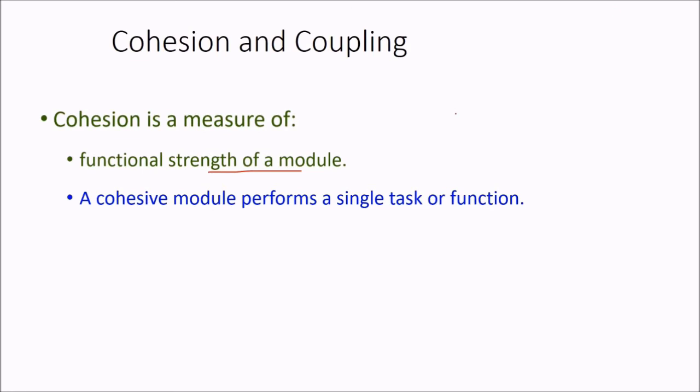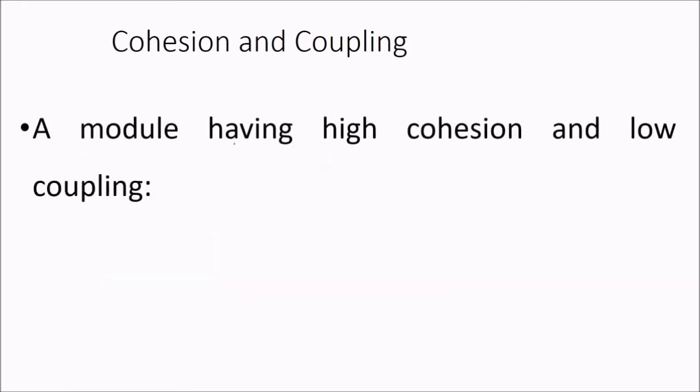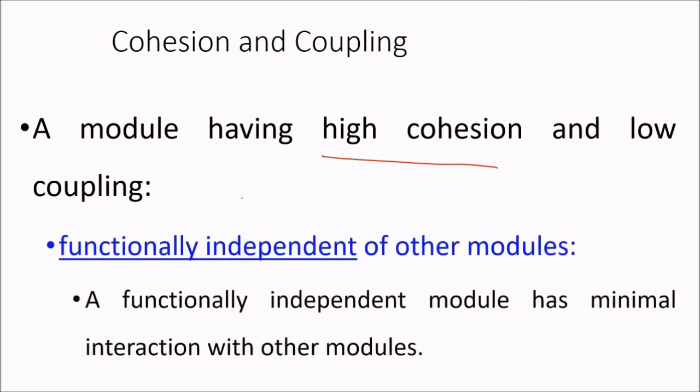So a cohesive module performs a single task or function. And coupling between two modules is a measure of the degree of interdependence or interaction between these two modules, which you want to be as low as possible. A module which has high cohesion and low coupling is functionally independent of the others. What do we mean when I say functionally independent? It has minimum interaction with other modules. So they are independent, though they are connected.